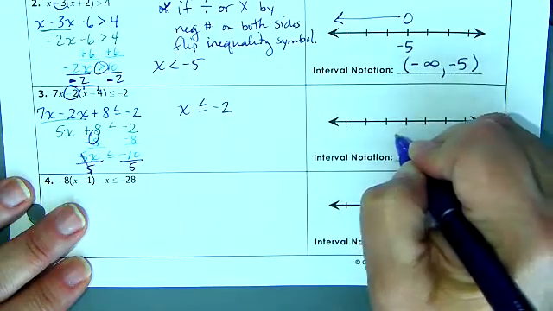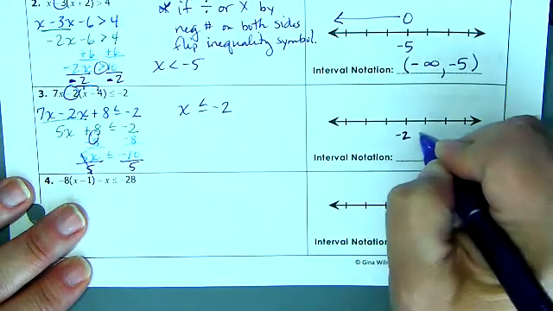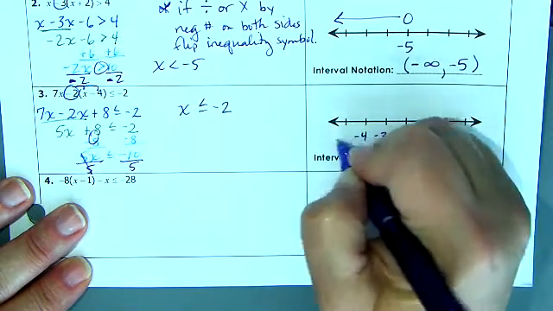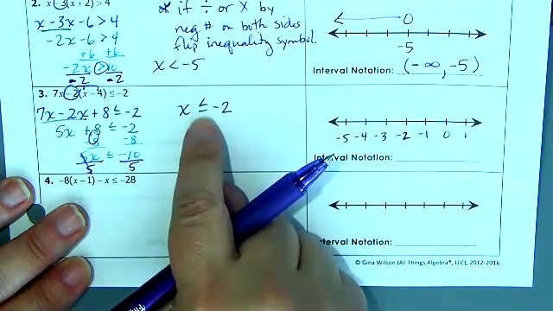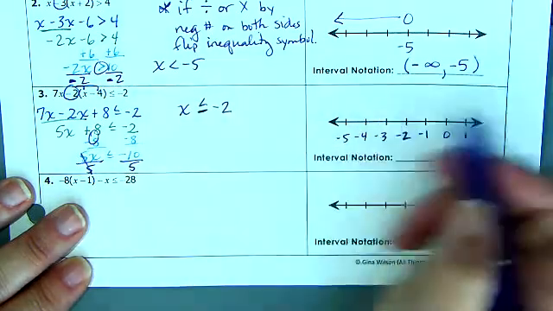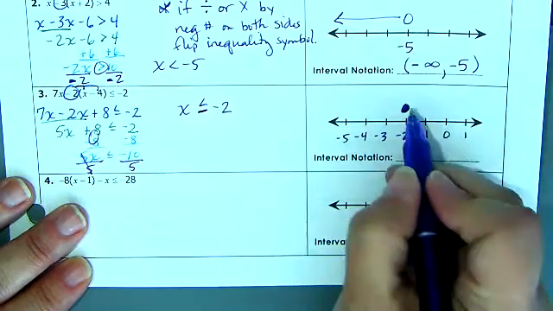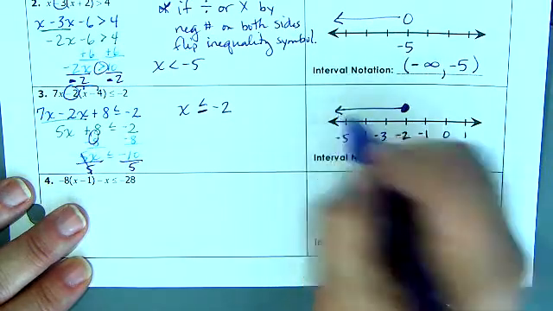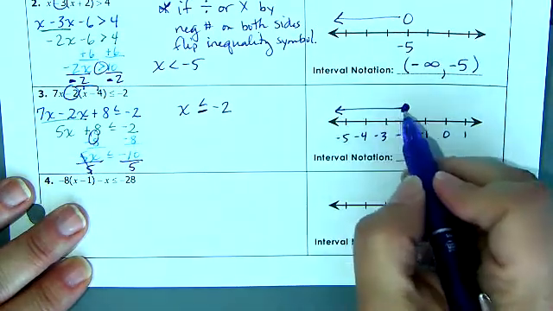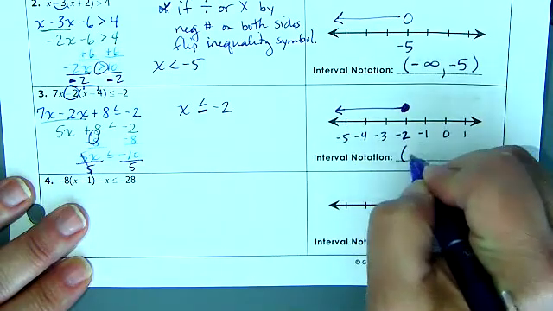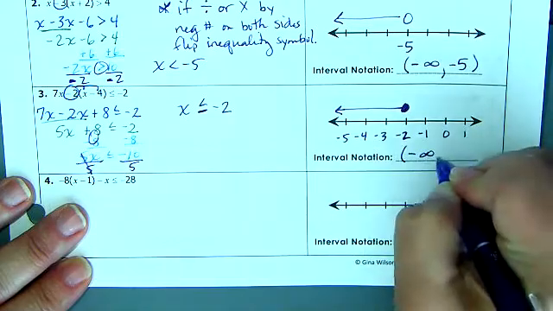So I start at -2 in the middle. I have -1, 0, 1, -3, -4, -5. It's got the equal to bar, so therefore this is a filled in circle here. It's less than, so it's going to the left. So therefore, for my notation, because this is all the negative infinity, I have parentheses, negative infinity, comma.